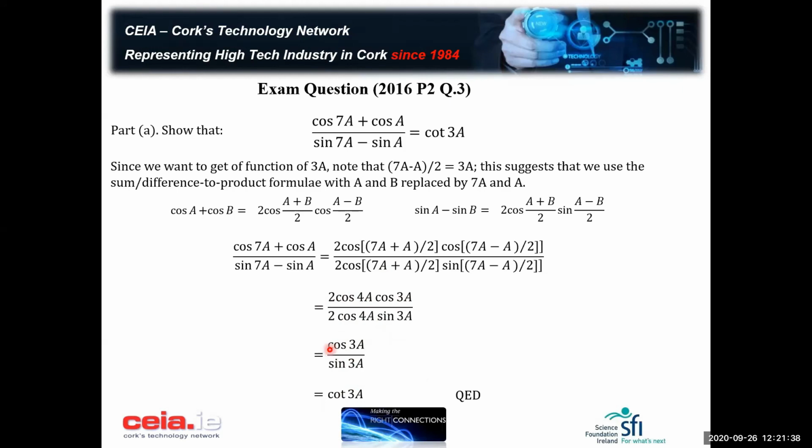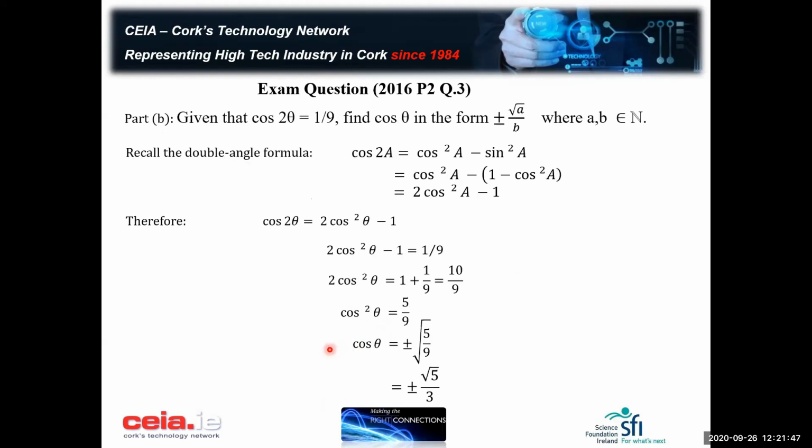That was a relatively difficult identity, but it was an exam question, so it just shows you do need a lot of practice with these identities because you never know what will come up. Part B of that question is a little bit easier.